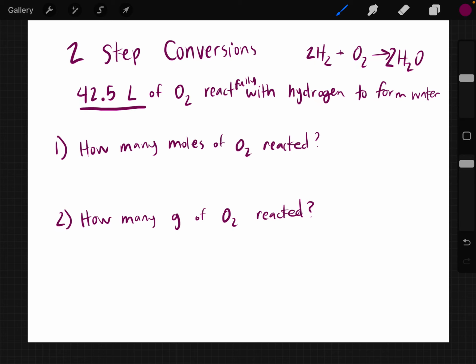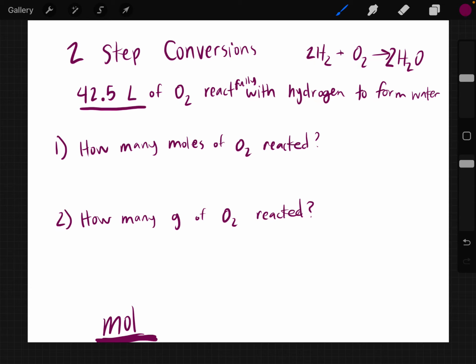But we do have a bridge, and that bridge is our good old friend, the mole. This is going to be very huge for us in January when we learn stoichiometry. But for right now, moles are the way to go. We've got to convert to moles first, then we can move to whatever we need to move to.